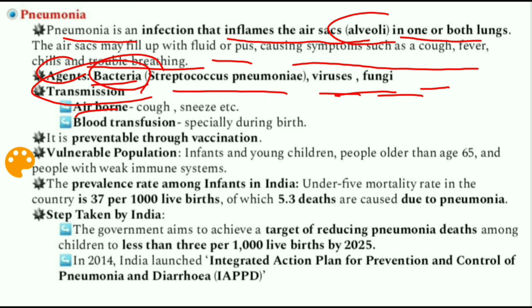So how can transmission happen? One is airborne through cough, sneeze, etc., and also blood transfusion, especially during birth. It is preventable through vaccination and it is very important. It can be asked in prelims as well.